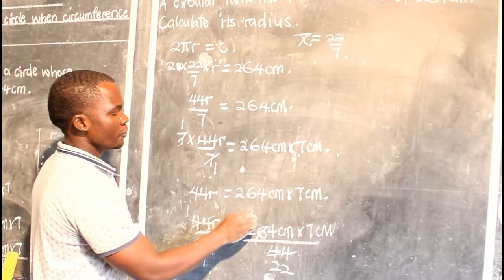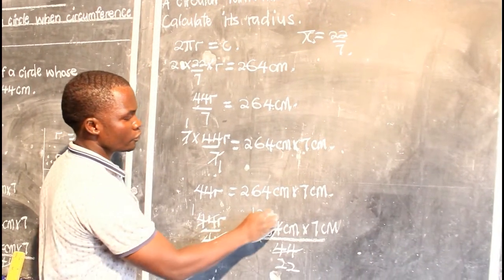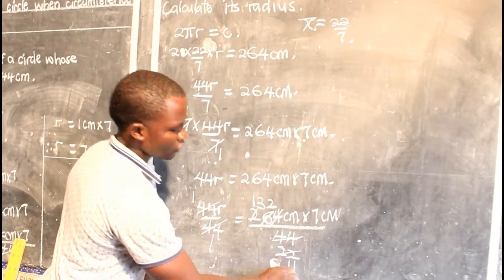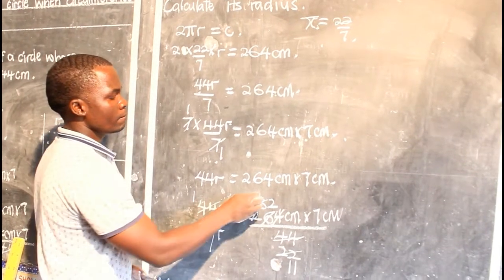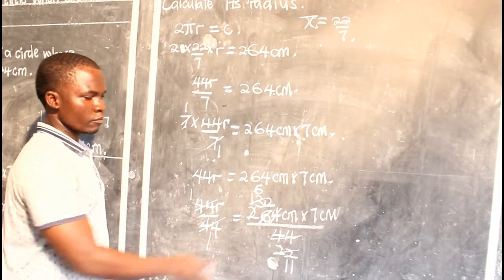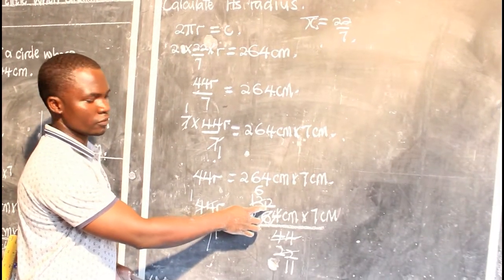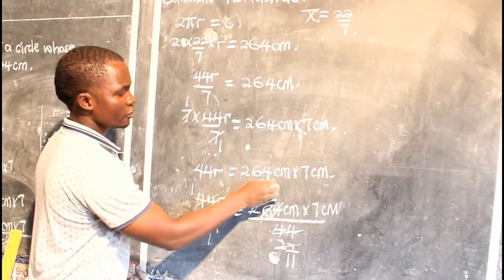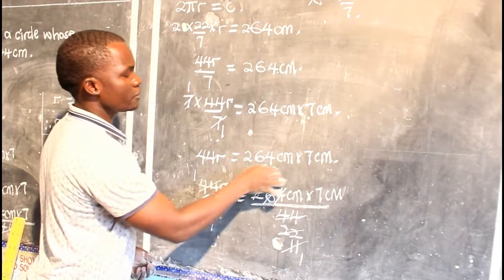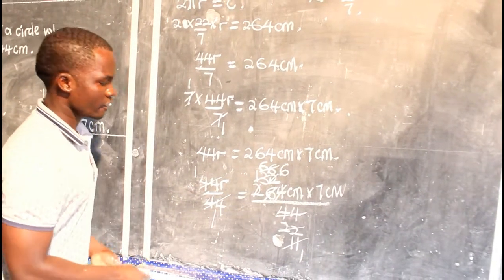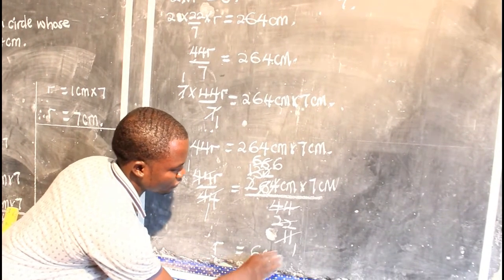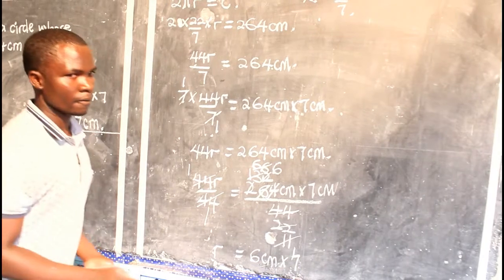By 2, 3. By 2 here, 2. By 2 here you shall get 11. By 2 here, 6. Remaining 1. Put the remainder here to make 12. 12 divided by 2, we shall have 6. So by 11 once, by 11 we shall have here 6. So the radius equals 6 centimeters times 7.